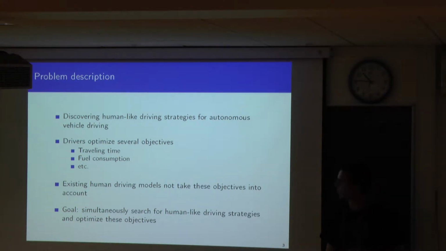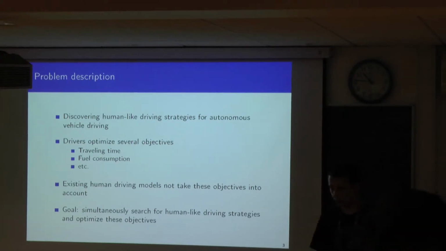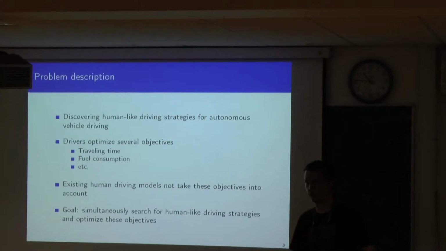So, the problem is to discover human-like driving strategies for autonomous vehicle driving. When drivers travel along a route, we actually optimize several objectives, such as traveling time, fuel consumption, maybe also some other objectives. But existing human driving models do not take these objectives into account. And the goal is to simultaneously search for human-like driving strategies and also optimize these additional objectives.